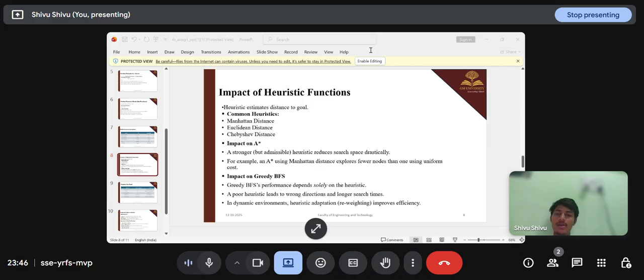So in this slide, impact of heuristic functions. So this means a heuristic estimates the distance to the goal. It means a heuristic tells how far a node is from the goal. It's just a guess. And next, common heuristics.